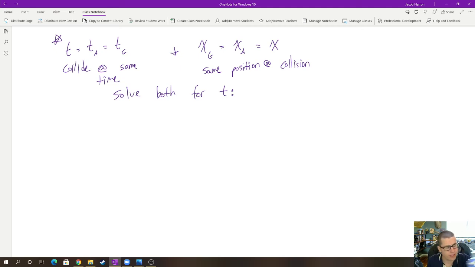Or rather, pardon me, let's not solve for t. Let's keep it even simpler. Because as you can see, there's going to be a t squared. So instead of messing with square roots and stuff, we could actually solve them both for t squared. Because think about it. If t of Alfred and t of George are the same, then t squared is going to be the same too. So we can actually solve both for t squared and make it even easier.